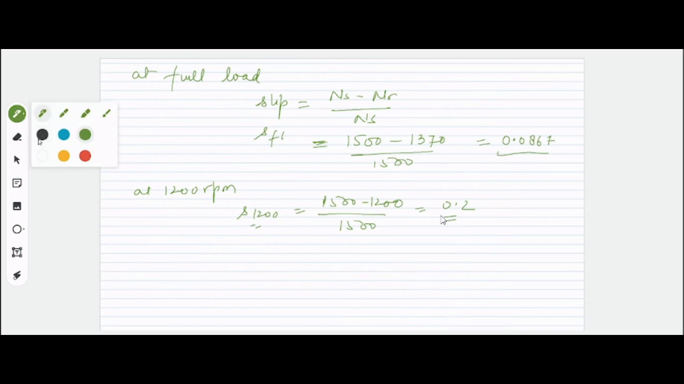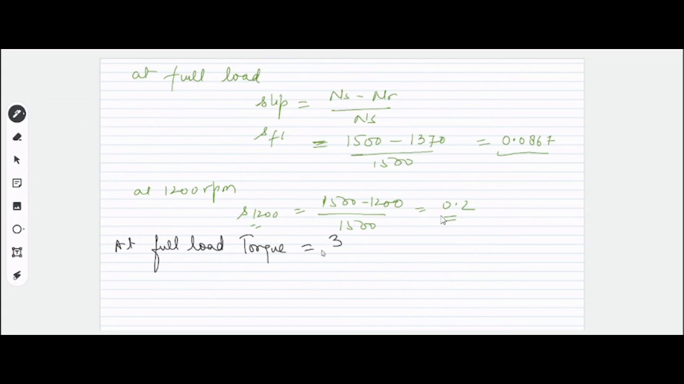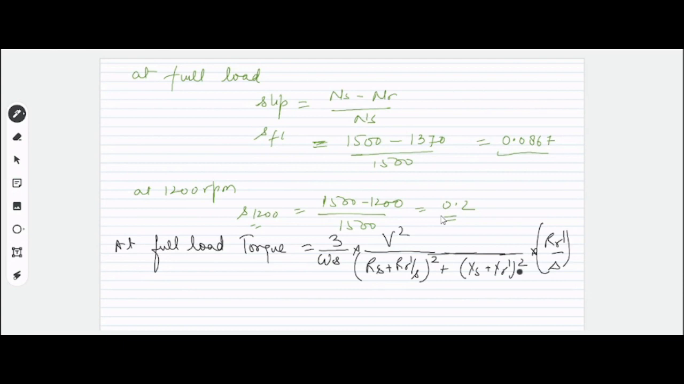So at full load, how much will be the torque? We know the expression. At full load, the value of the torque generated will be 3 by omega s into V square over Rs plus Rr dash by s, whole square plus Xs plus Xr dash whole square, into Rr dash by s, right? How much is the value?